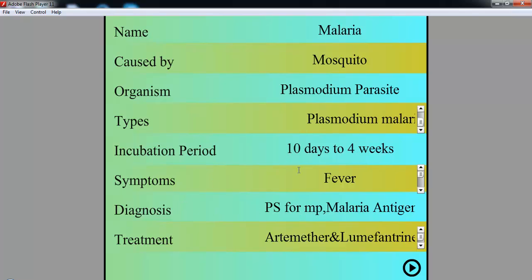The symptoms of malaria include fever, sweats, shaking chills, headaches, tiredness, muscle aches, nausea and vomiting, and diarrhea. The diagnosis of malaria is done by either peripheral smear for malarial parasites or malaria antigen. And the treatment includes the newer medicine for malaria like artemether and lumefantrine, or the traditional one, that is chloroquine.